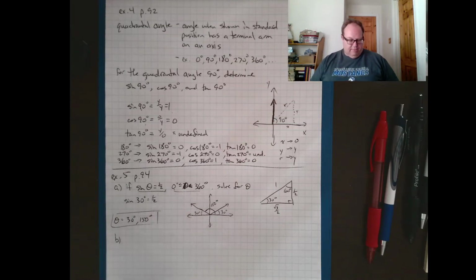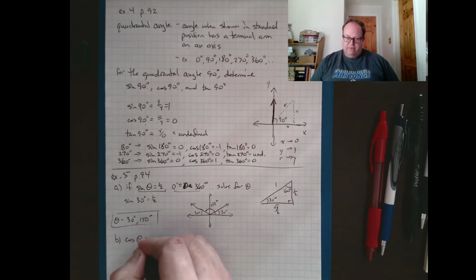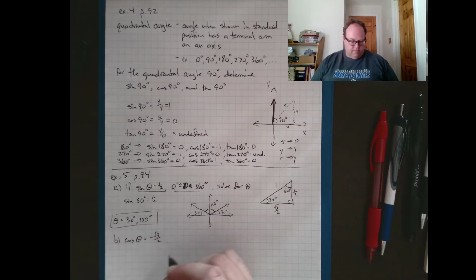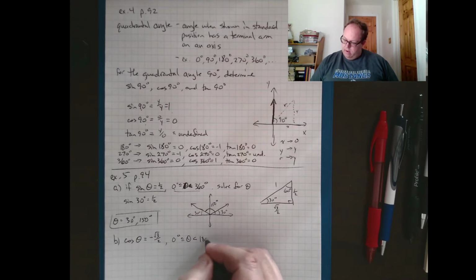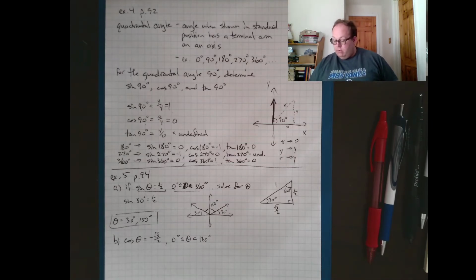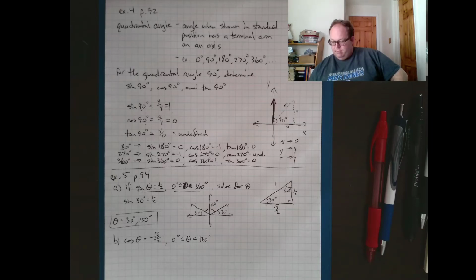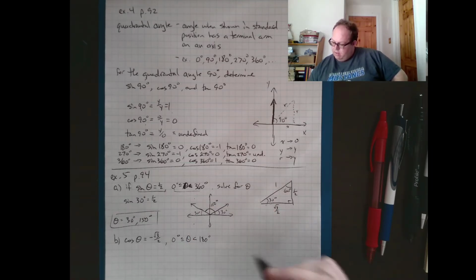B part of the example, similar sort of setup, only now we're given the cosine of an angle is negative √3/2, and the angle is between 0 and 180 degrees. Well, a cosine value of √3/2 also ties us back to 30, but since it's a negative √3/2, that's going to happen in quadrants 2 or 3. I'll draw that out again.